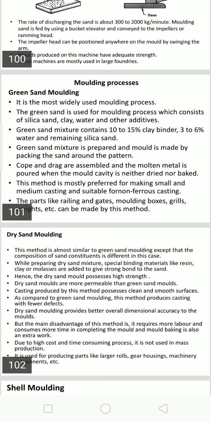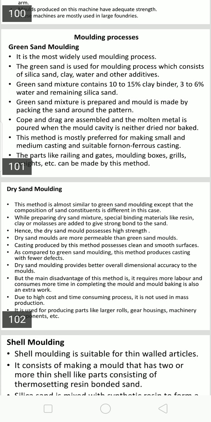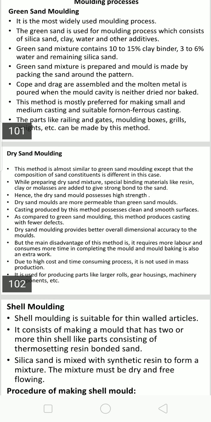Dry sand molds are more permeable than green sand molds because they are heated. Once the green sand molds are prepared, they are heated in an oven between 150 to 250 degrees centigrade to drive out the moisture content. This removes the moisture, so the mold becomes dry, very hard, tough, durable, and gains edge hardness. Castings produced by this method possess clean and smooth surfaces, no doubt.